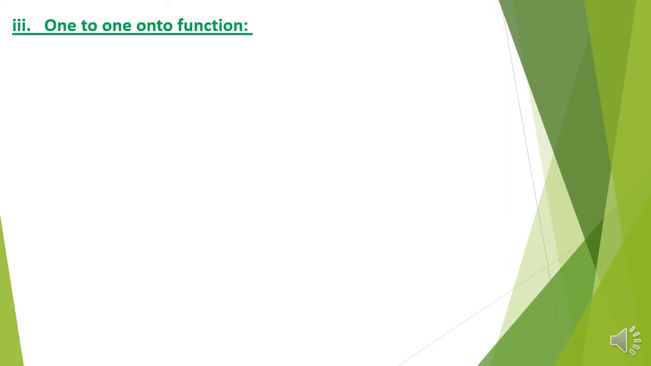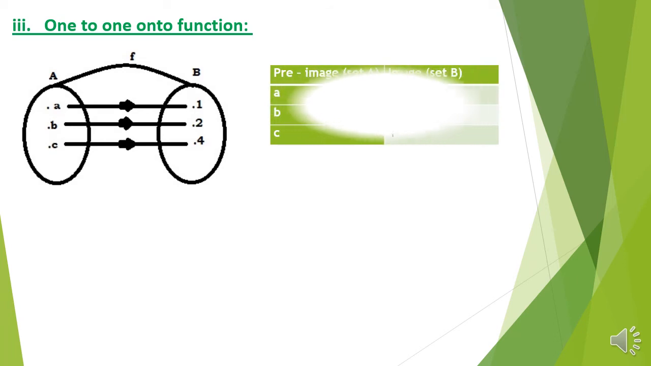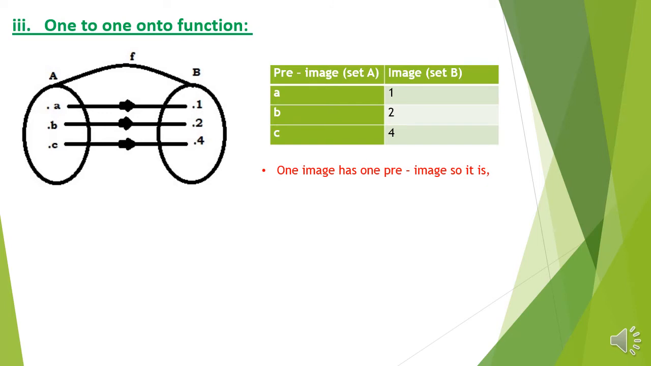One-to-one onto function. You can simply say one-to-one function, and I divided it into 2 parts: one-to-one onto and one-to-one into function. Now let's see the mapping diagram and the table diagram where pre-image and image are given. One image has one pre-image. Now you can see one image has one pre-image, so it is a one-to-one function. The definition of one-to-one function is: if one image in set B has one pre-image in set A, then it is called a one-to-one function. If one is linked with one, then it is one-to-one.